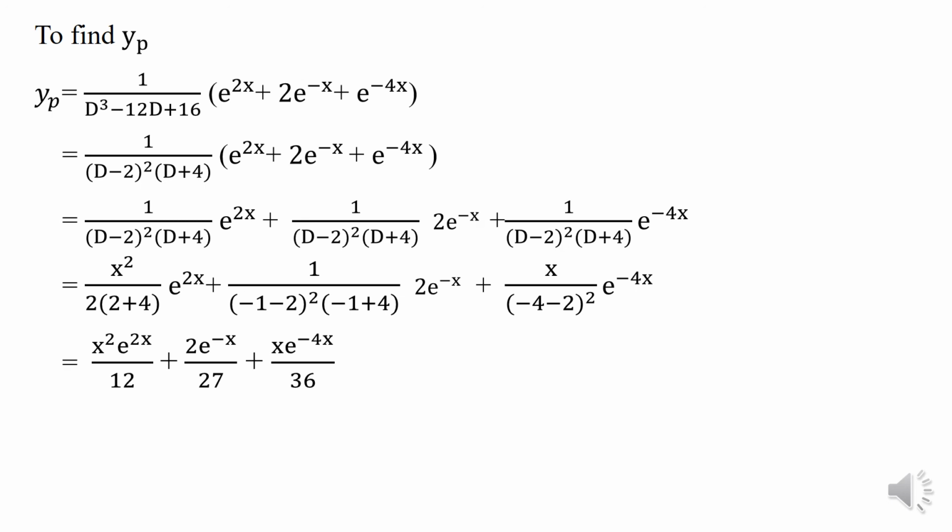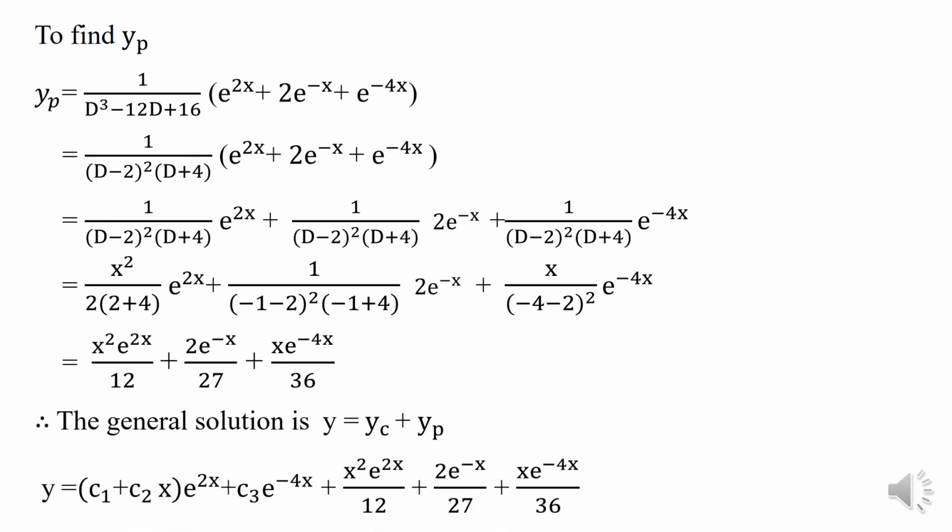Therefore, general solution is given by y equal to yc plus yp, that is equal to c1 plus c2x e power 2x plus c3 e power minus 4x plus x square e power 2x by 12 plus 2 e power minus x divided by 27 plus x e power minus 4x divided by 36.